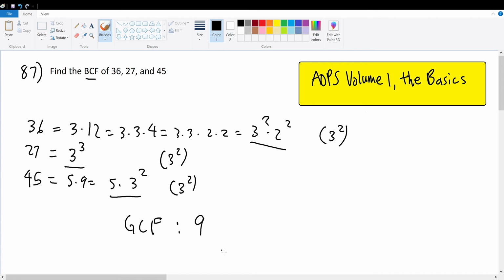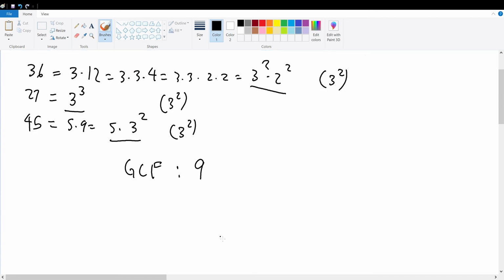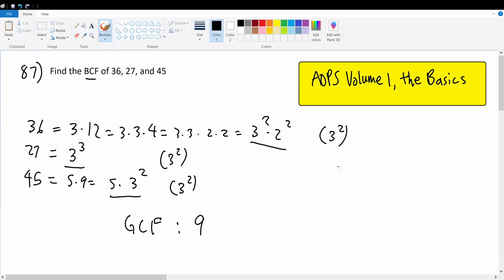But is there another way to do it? And the answer to that is yes. Another way to do it is through this method. You draw this symbol and then you put down your numbers 36, 27, 45. And then you just see what number can be divided out of each. I see that we can divide each by 3 because the sum of the digits of each integer is divisible by 3.